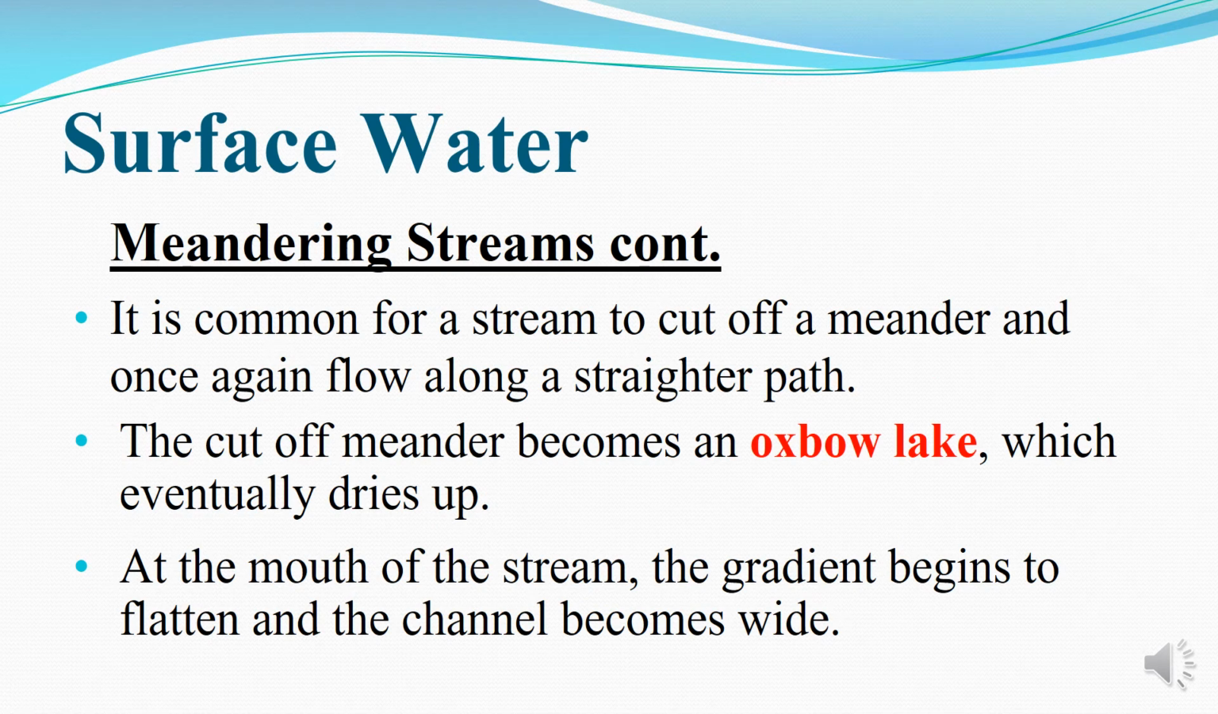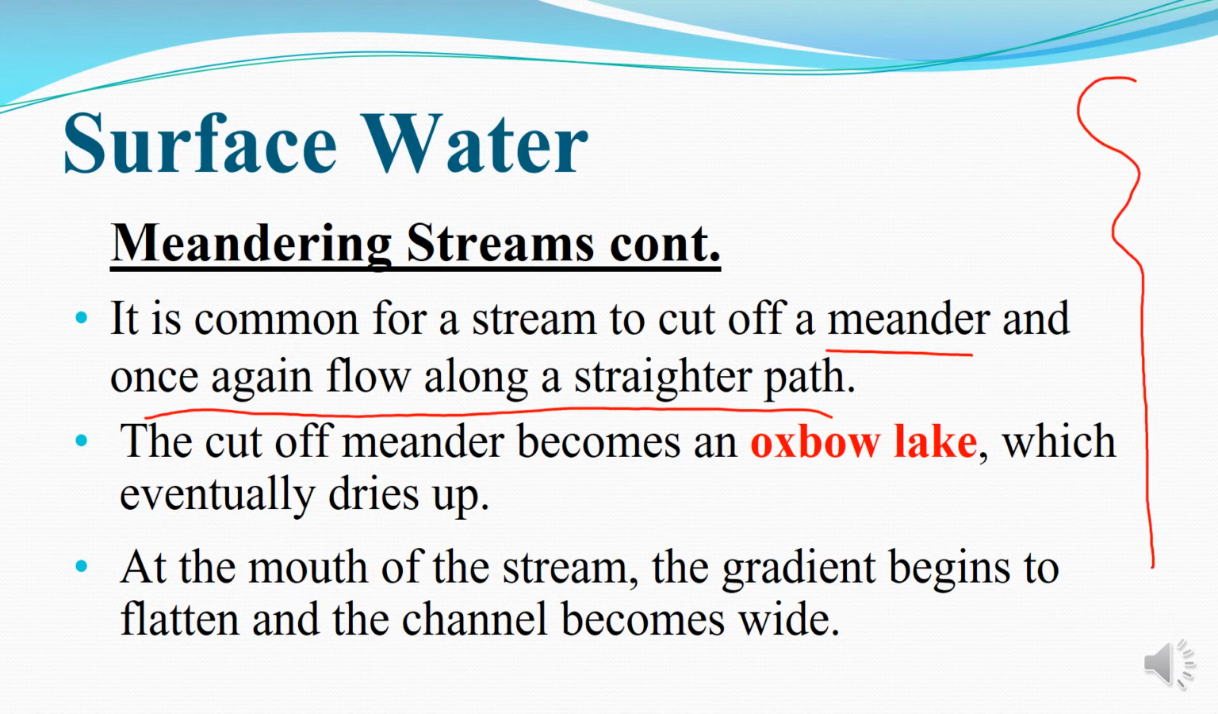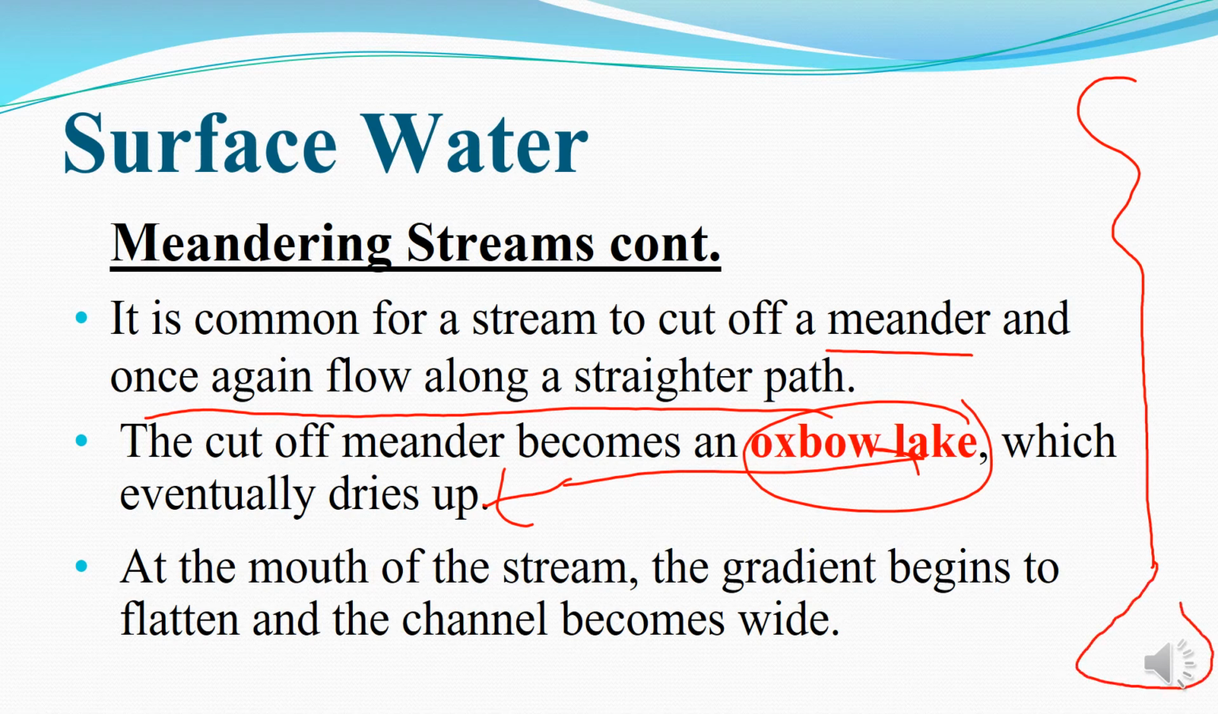Meandering streams: it's common for a stream to cut off a meander and once again flow along a straight path. So you can go like this and all of a sudden have a straight path. The cutoff becomes an oxbow lake, which eventually dries up. At the mouth of the stream, the gradient begins to flatten and the channel becomes wider.